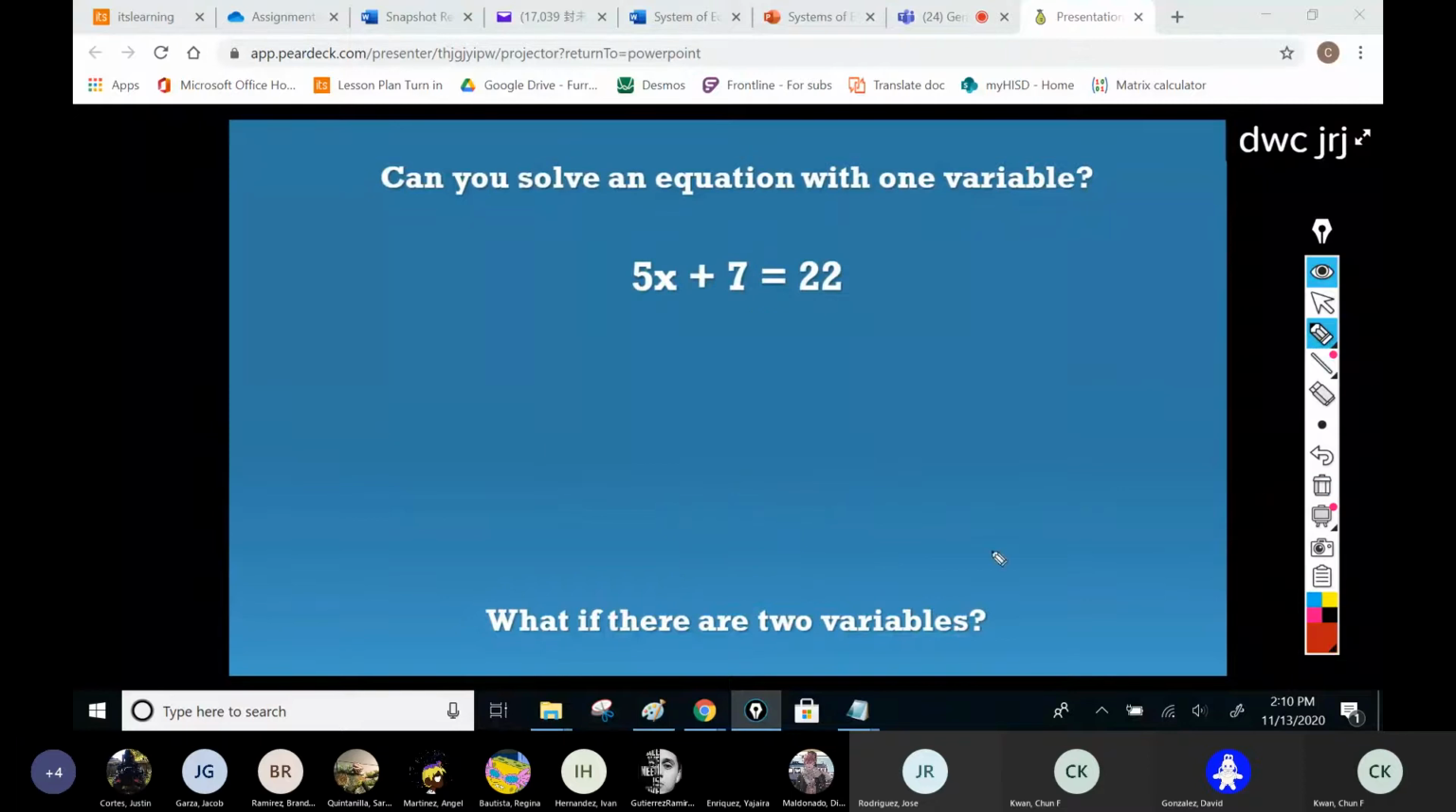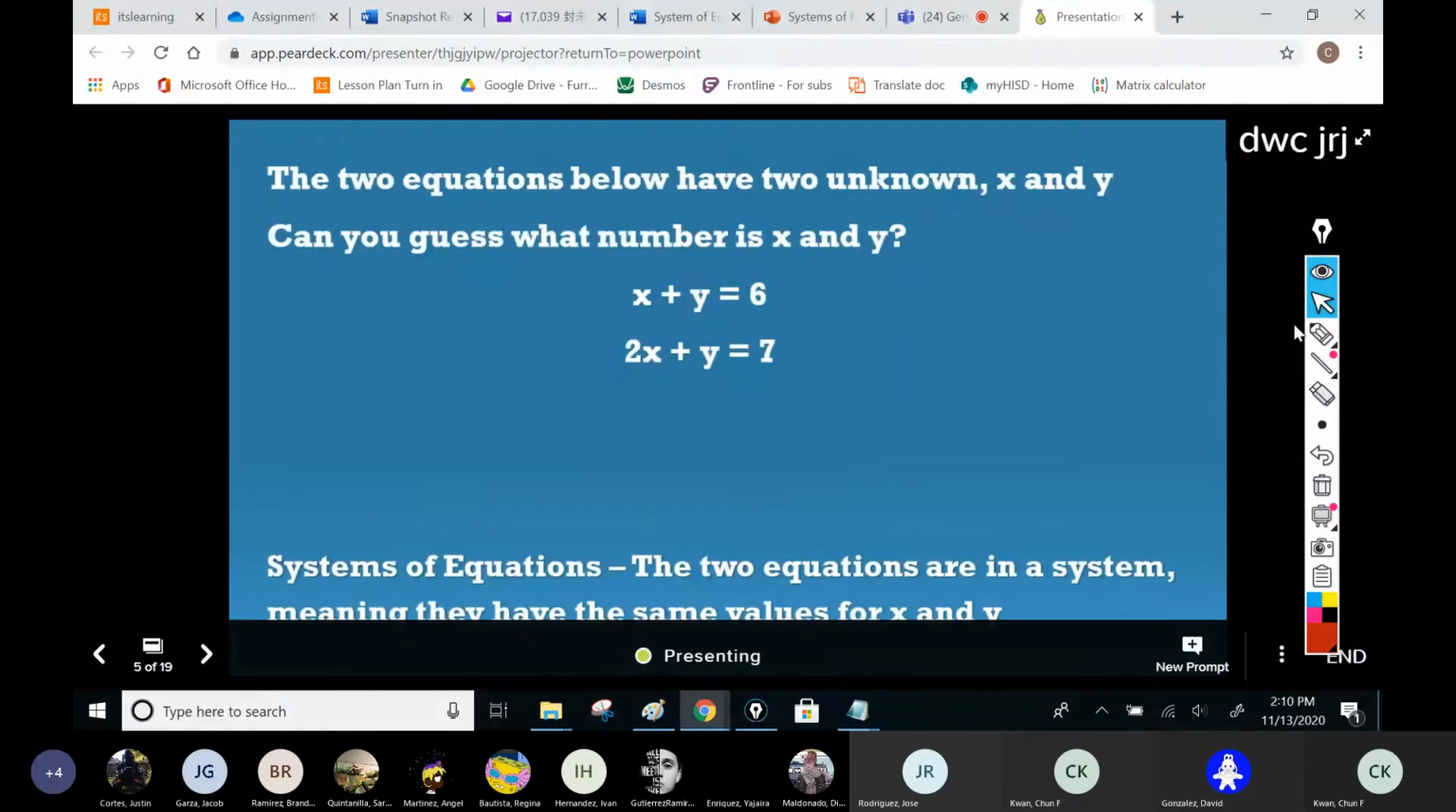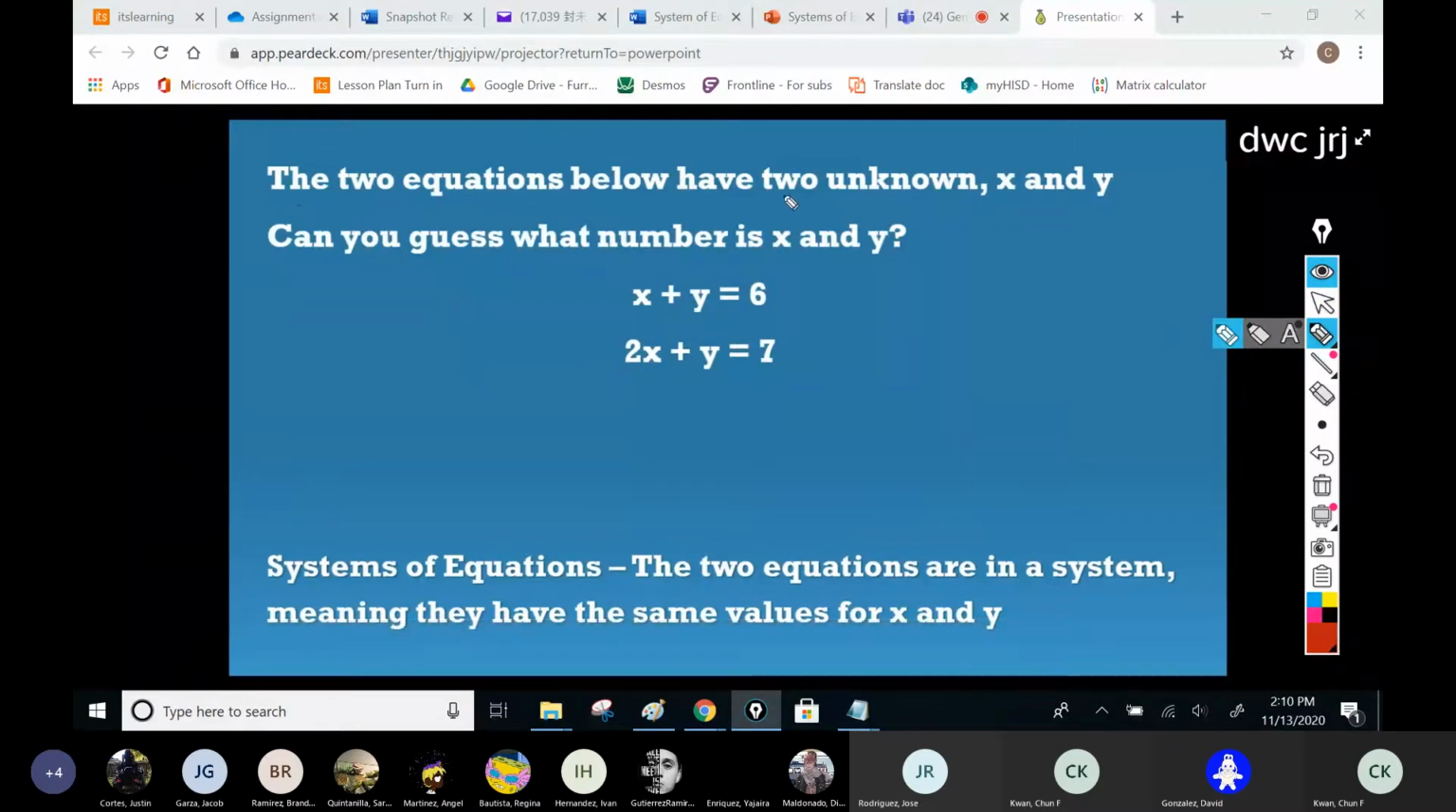All right, so what if there are two variables? What if there are two variables? So that is what we're going to do today, all right? So you don't have to write it down, but just watch. I want you guys to just watch. All right, the two equations below have two unknown variables, x and y. So these equations have two variables.